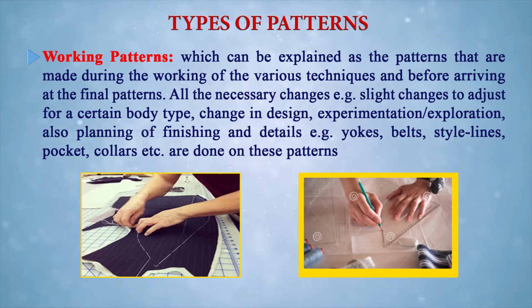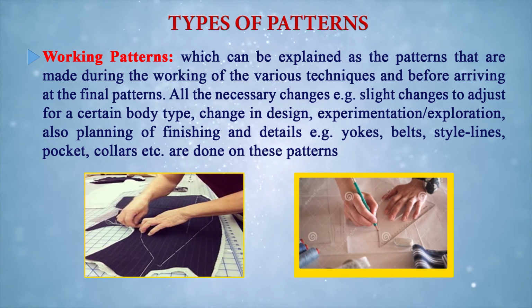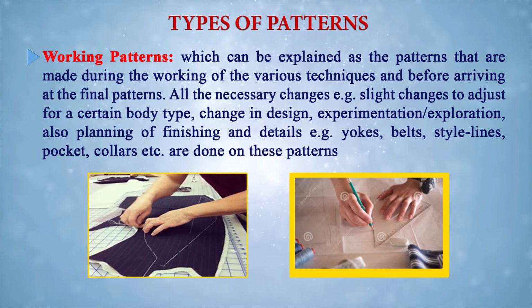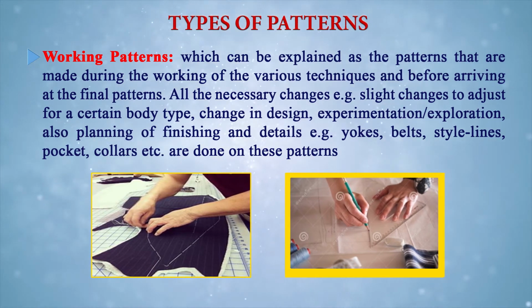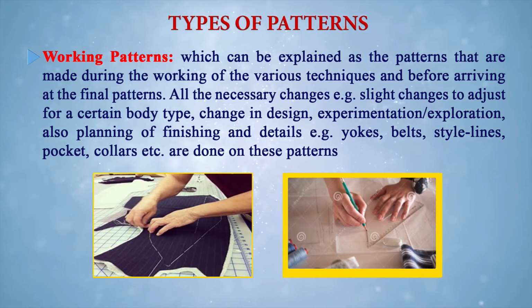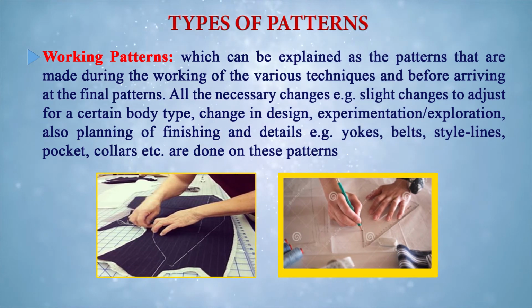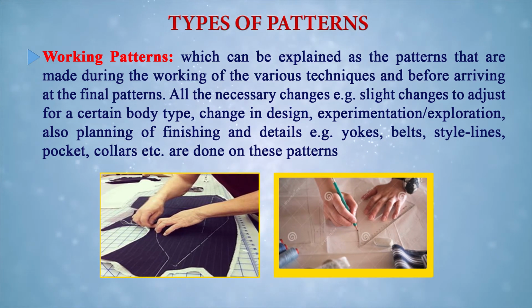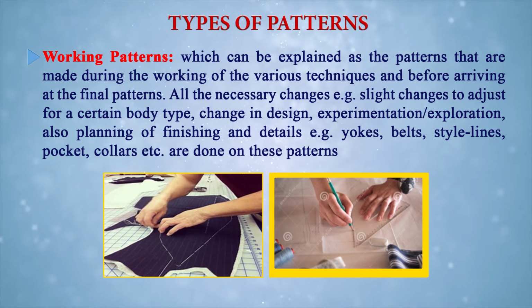We can manipulate the dart, we can adjust the dart, we can include gathers on the particular pattern, and also plan the finishing and details, like how much ease we want to give, how much seam allowance we want to give, and where we want to put the yoke, the belt, style line, pocket, etc. We can add these on the working pattern only.